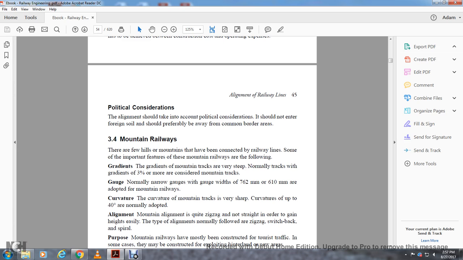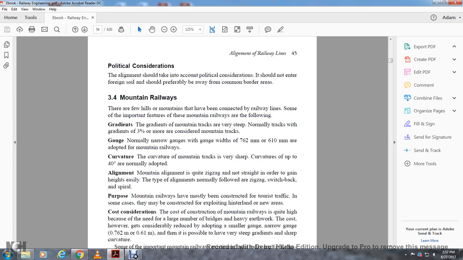Gauge: normally narrow gauges of 762 millimeters or 610 millimeters are adopted for mountain railways. Curvature of the mountain track is very sharp, up to 40 degrees in the normally adopted alignment. The alignment is quite zigzag, and the types of alignment normally followed are zigzag, switchback or spiral.